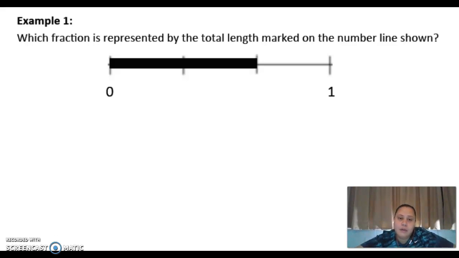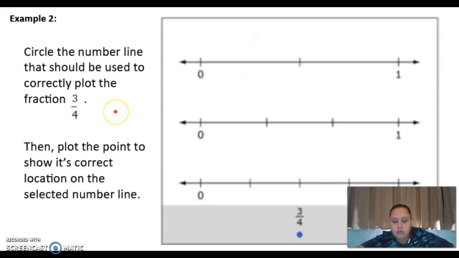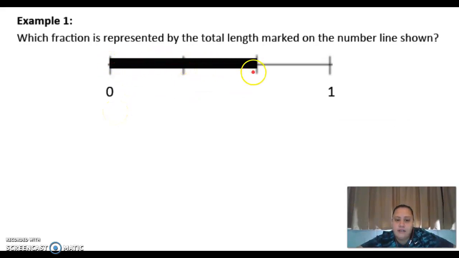So example number 1, let's get right to it. Which fraction is represented by the total length marked on the number line shown? Now, using my laser, the length is this black bar, okay? They are referring to this much, this much has been covered on the number line. So let's say you were in a race and this was the starting point. You stopped your race right around here, okay? So that's what they're asking: where did you stop? At what point did you stop on the number line?